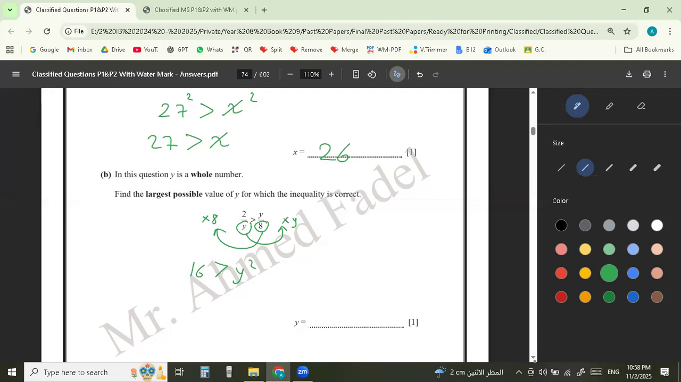Okay, so here I got y, and here this sign, and I got 4 because I'm going to get the square root of it. So y is smaller than 4. They wanted the largest possible value. y is smaller than 4. The largest possible value is 3, because they said that y is a whole number.